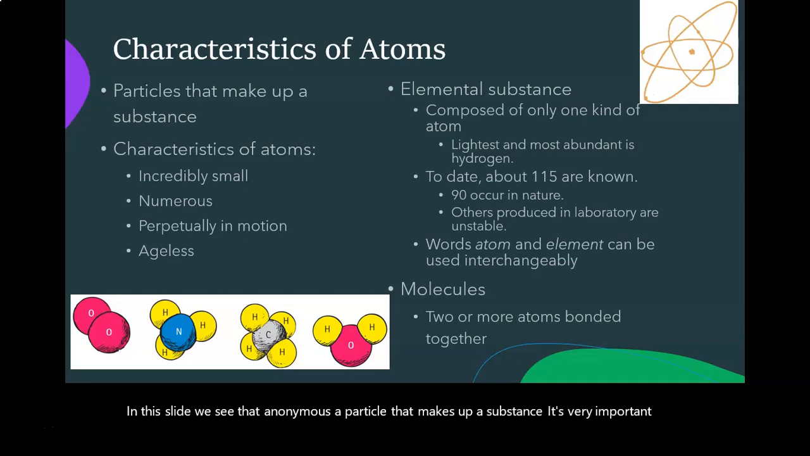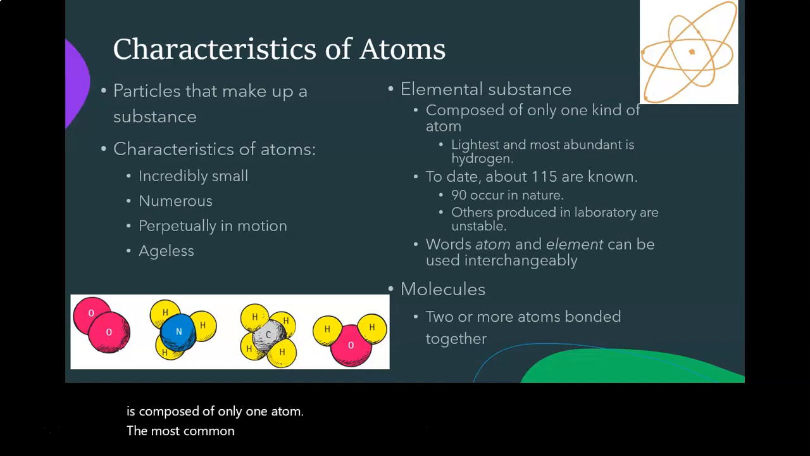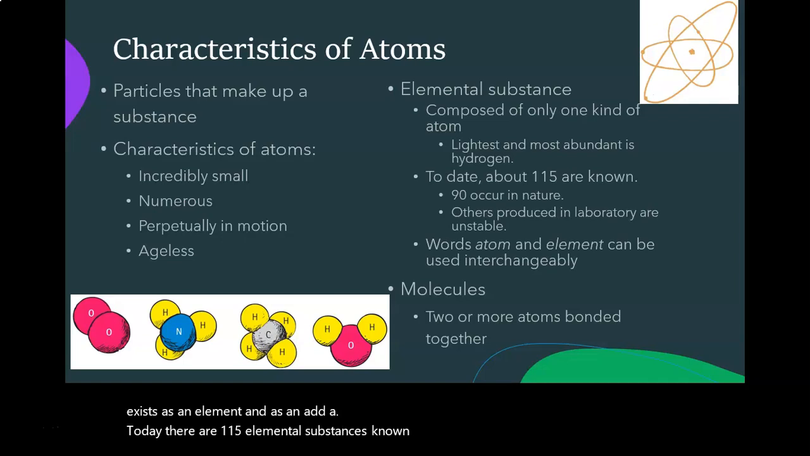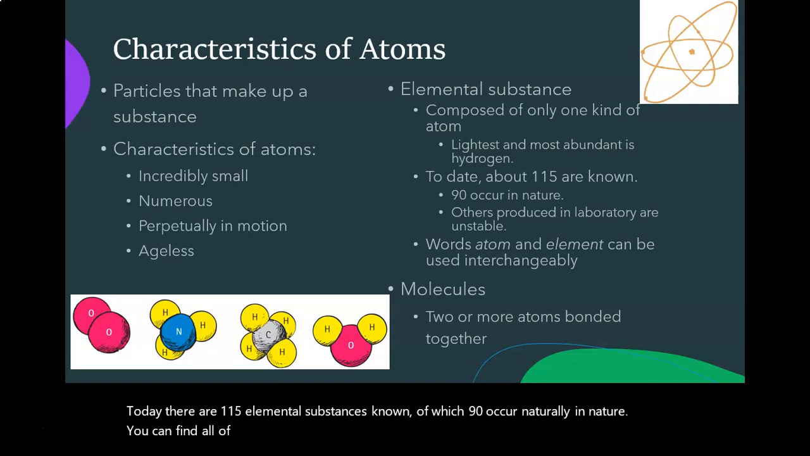The most common one, and the easiest one to remember, is hydrogen. Hydrogen gas, or H2, exists as an element and as an atom. To date, there are 115 elemental substances known, of which 90 occur naturally in nature. You can find all of the atoms or elements on a periodic table located in any chemistry or physics book.